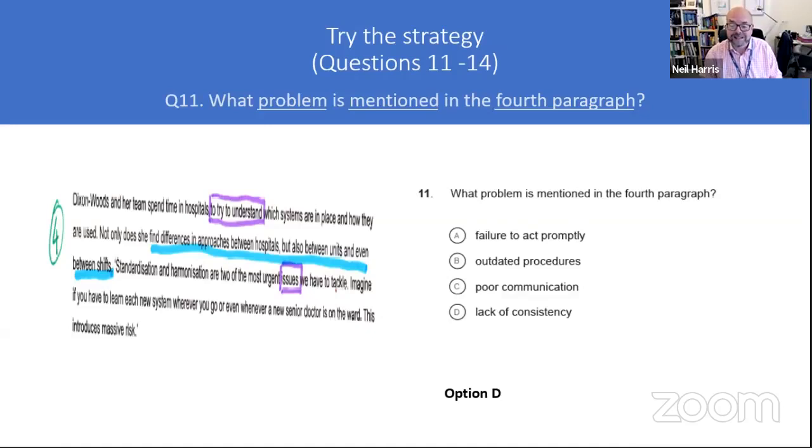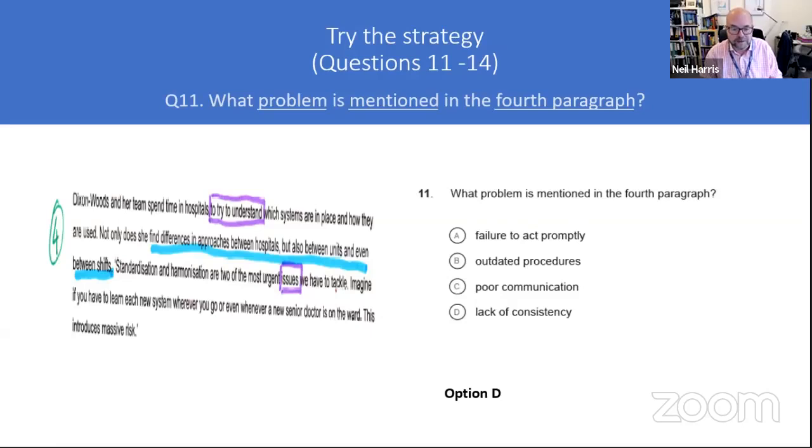I just want to answer one last question. A number of you are asking about the failure to act promptly. Now, this is wrong because it would require in the text for there to be information about someone not responding quickly to a problem. So if we look at the text, she spends time in hospitals understanding the systems in place, how they're used. Nothing about acting quickly there.